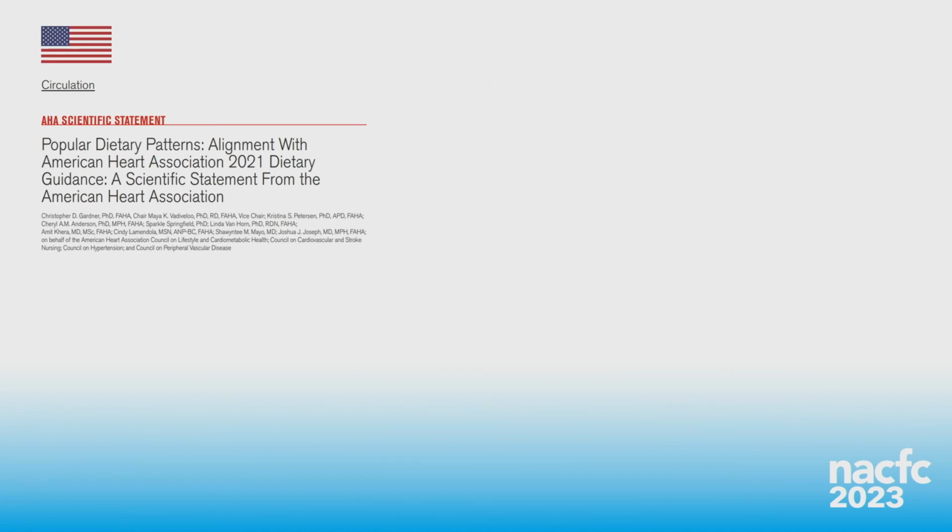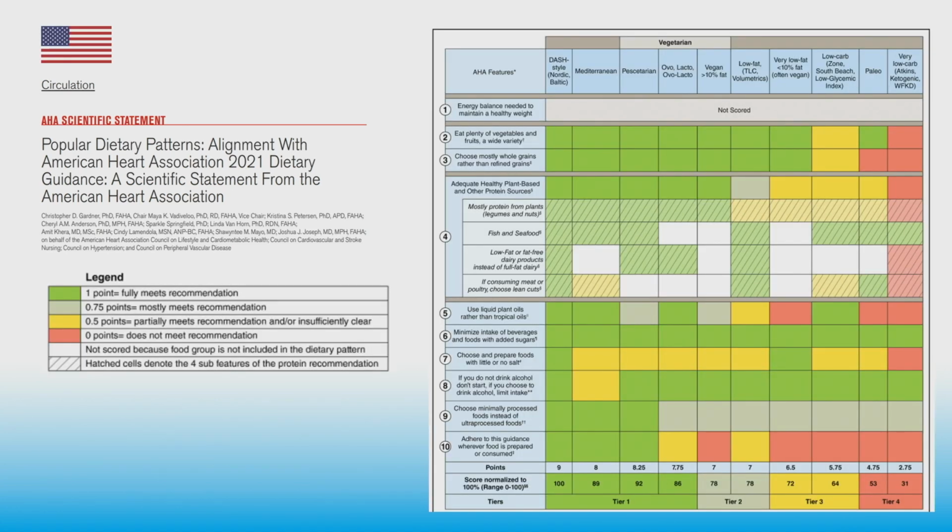Two years later, a new scientific statement paper was published, and the goal of this was to align commonly practiced U.S. dietary patterns with these recently published criteria. So in this paper, they looked at a variety of common diets. You can see them here on the top. So the DASH diet, Mediterranean diet, various vegetarian diets, low fat, low carb, and paleo diets.